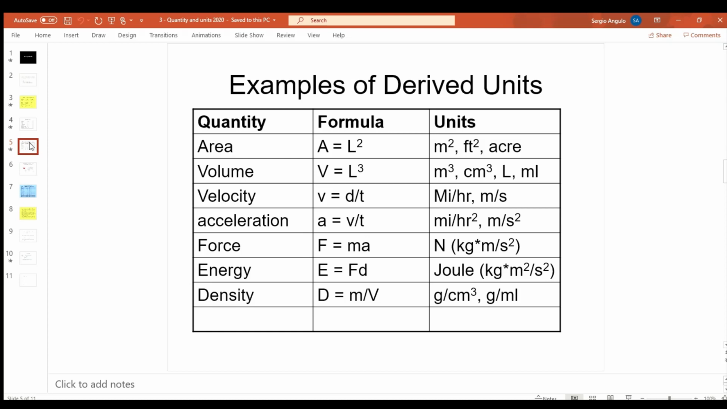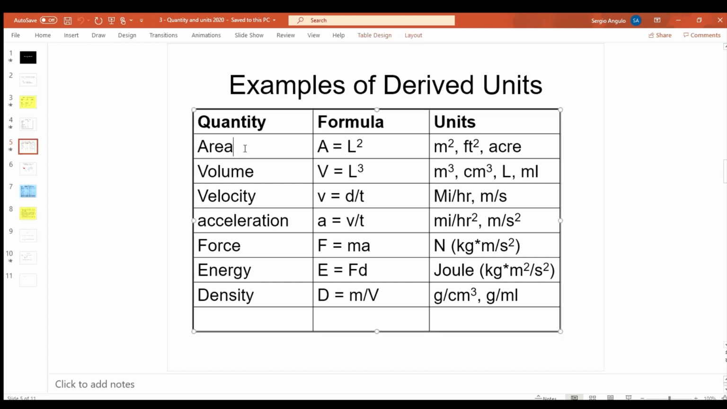Let's go on to the next one. Now, there are derived units, and derived units are units that we get from the base units. So the way this works is that there's a lot of quantities that can be calculated by using a formula. And when you plug in the numbers, the units of the quantities inside the formula give you the units for your overall derived quantity.